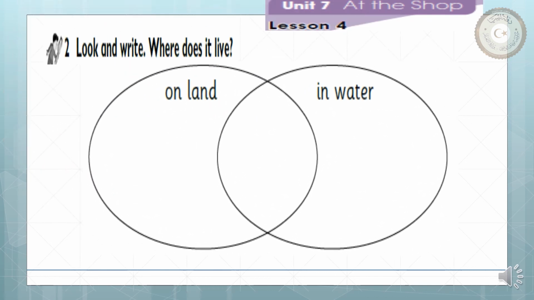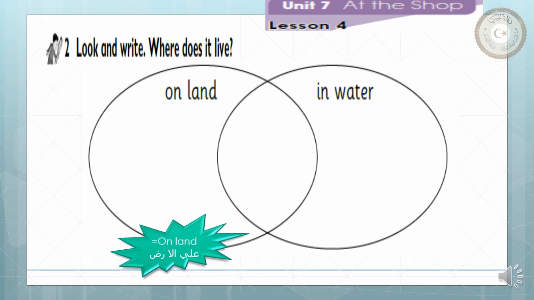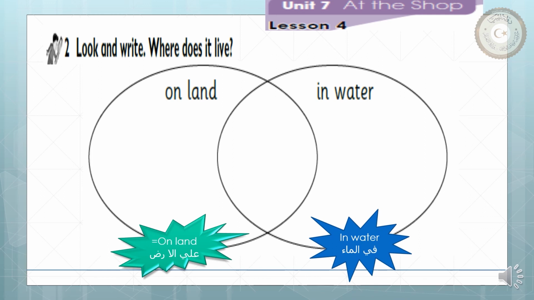Now check with me the right answers. Remember the three areas: on land, in water, and in between. So this is the first animal, frog, in between, land and water. Then we have crocodile. The crocodile can walk on the land and can swim in water. Frog can walk on land and can swim in the water.